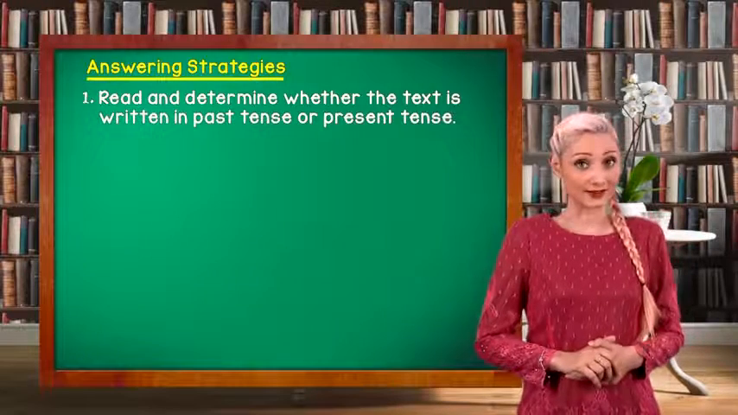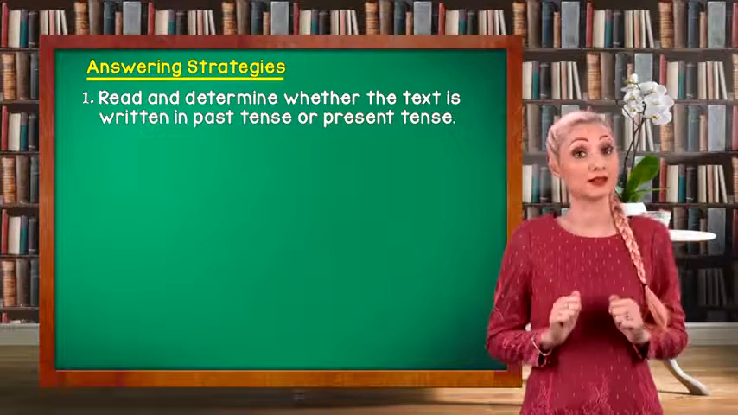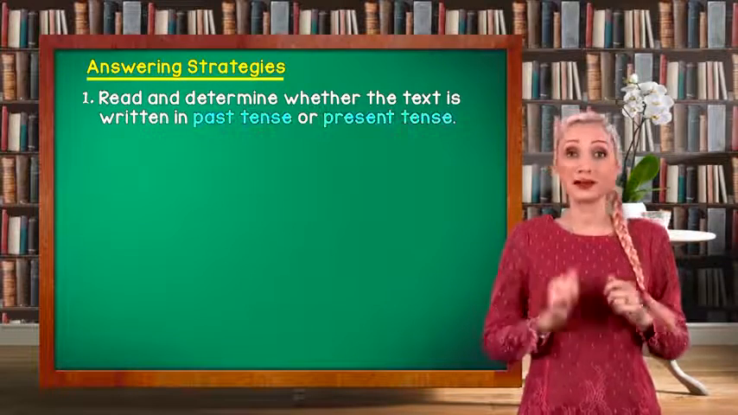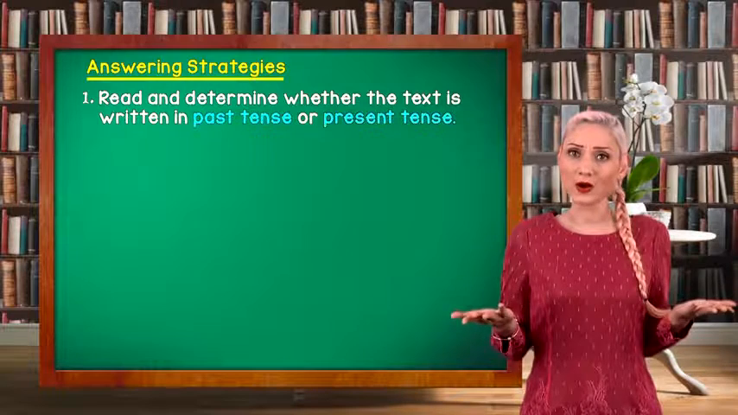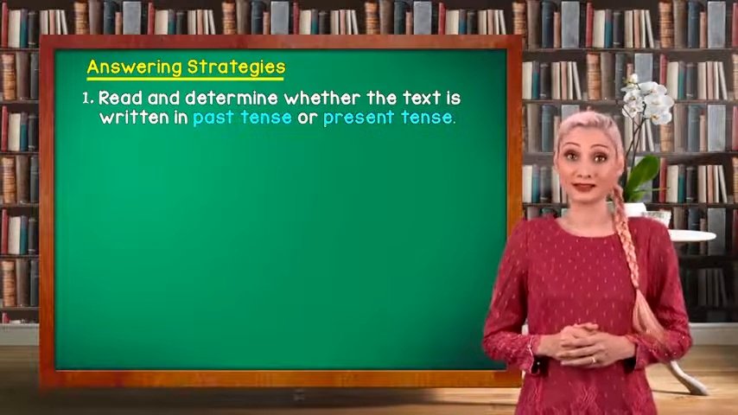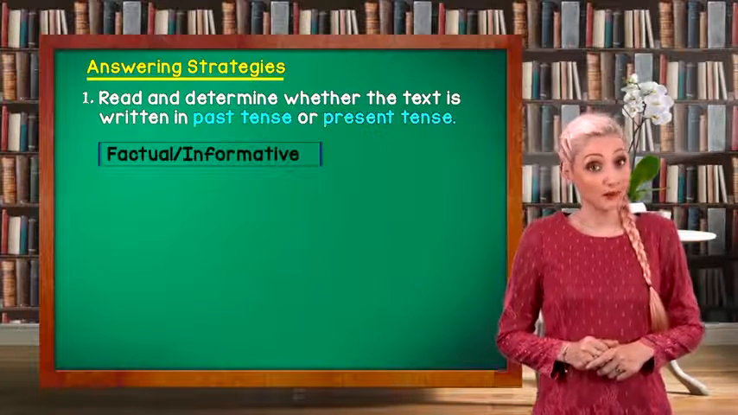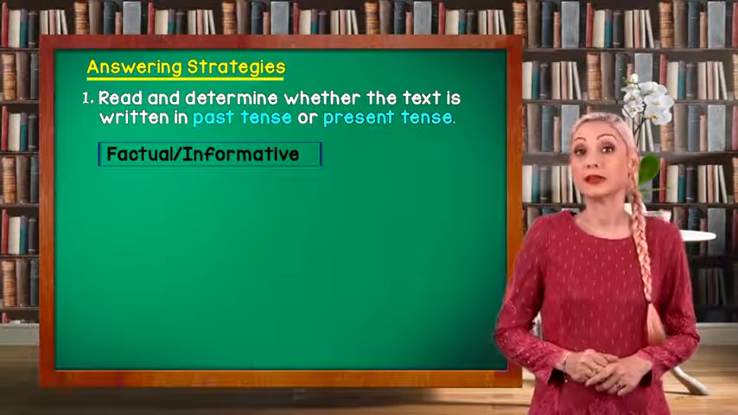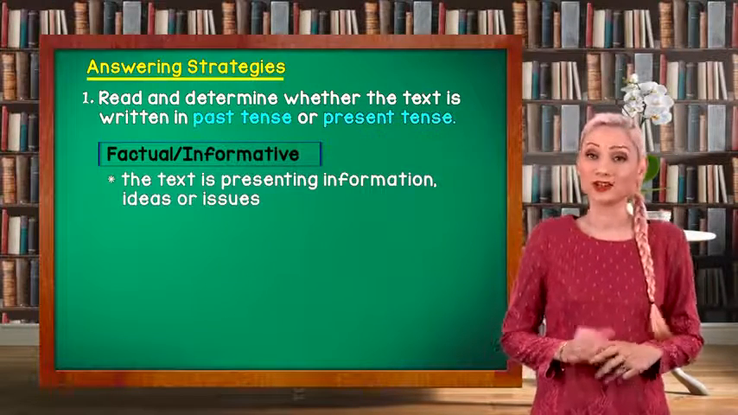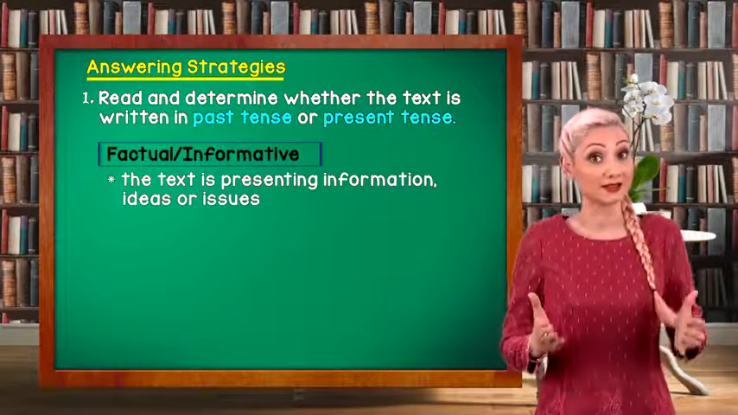So how do we answer section A, rationale clause? First, read the text given. As you read, you have to determine whether the text is written in past tense or present tense. But how do we know? What are the indicators that can help us to identify the tenses? Check if the text is factual or informative. Factual or informative means the text is presenting information, ideas, or issues. Then we know verbs used are in the present tense.